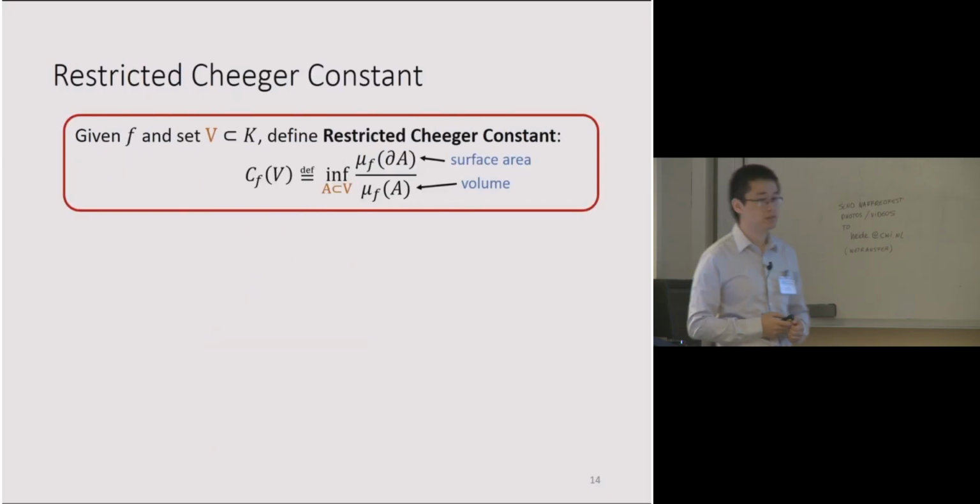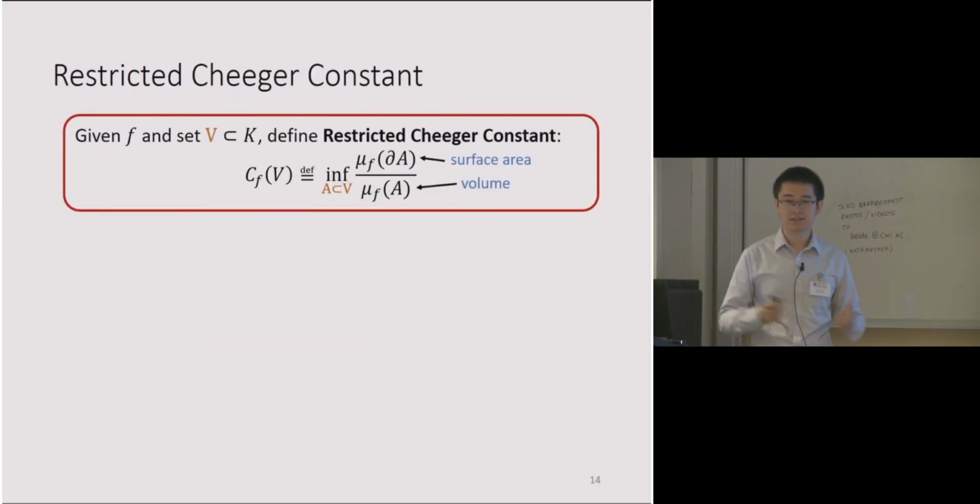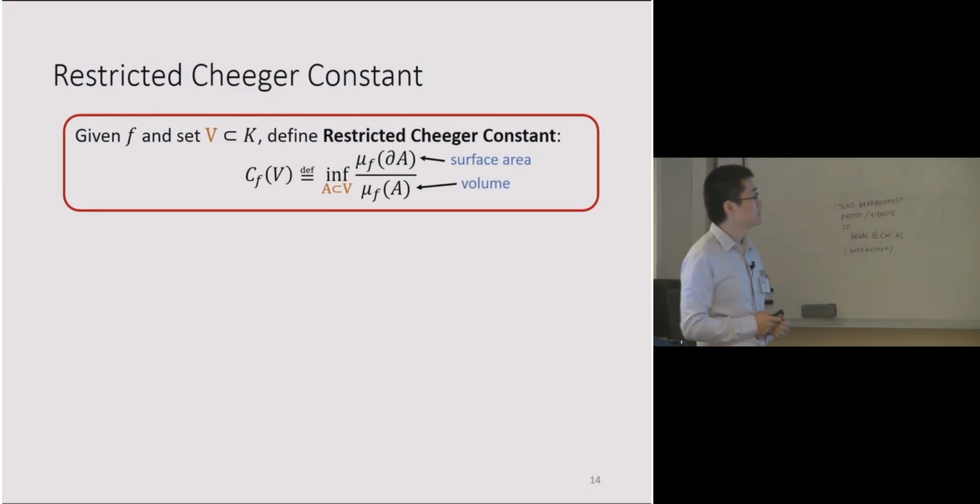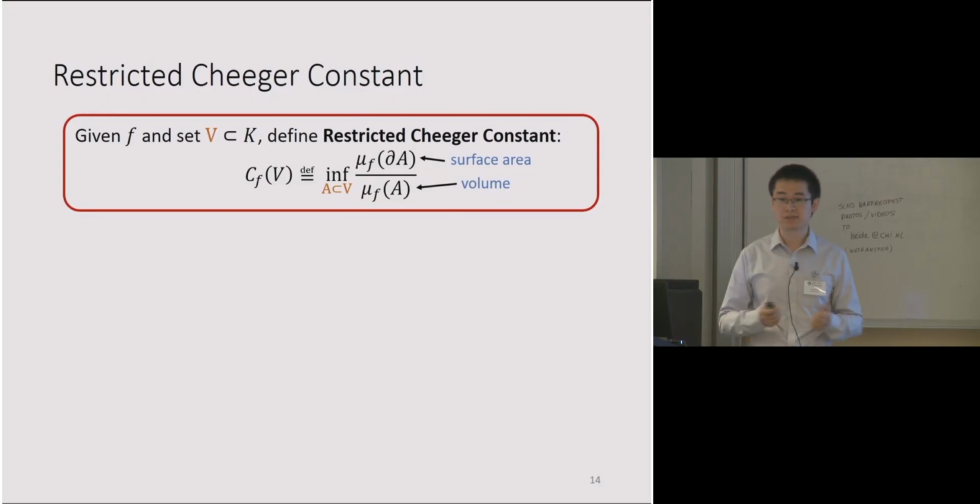The third quantity is called a restricted Cheeger constant. This is the most important and central concept we're going to introduce in this talk. The restricted Cheeger constant is defined on a function f and an arbitrary set V. It is the minimal ratio between the surface area and the volume of an arbitrary subset of V.